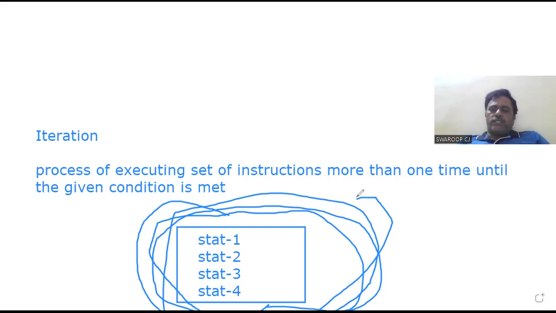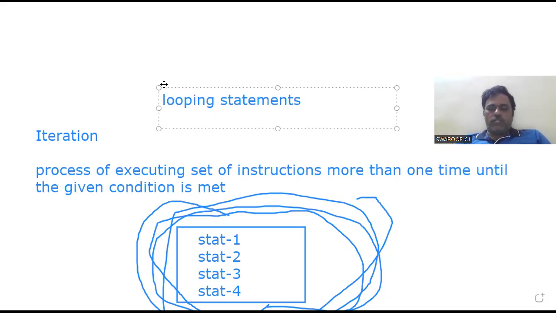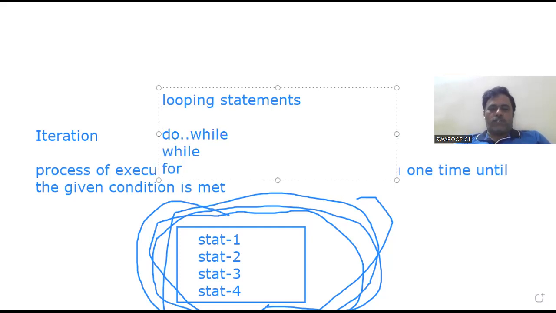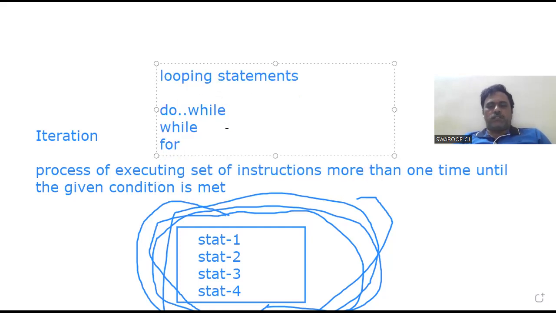So how do you use iteration in Java? There are three types of statements we can use. We call them looping statements. What are the looping statements? One is the do while, next one is the while, and next one is the for. These are three statements which help us to perform the iteration.